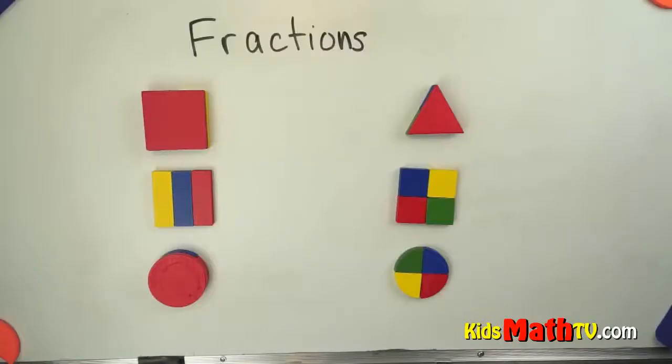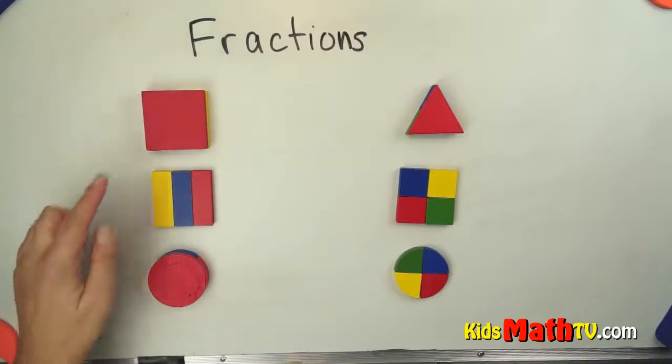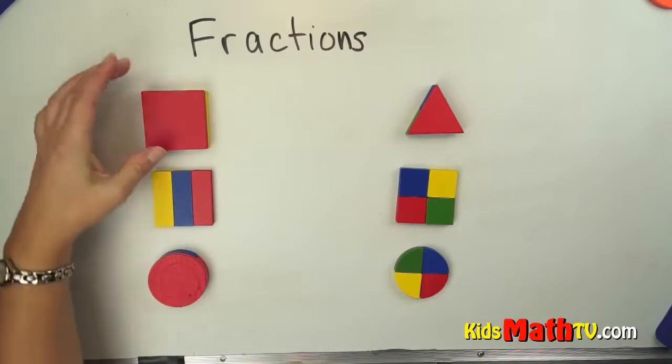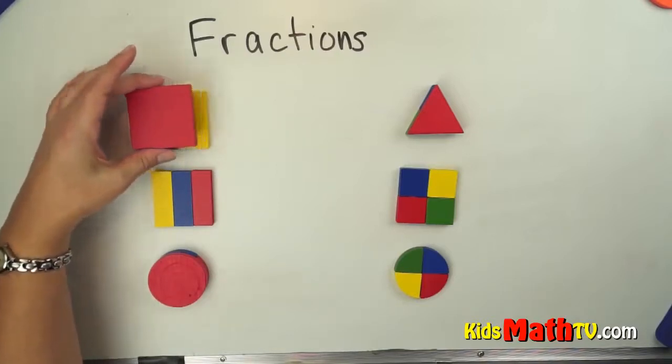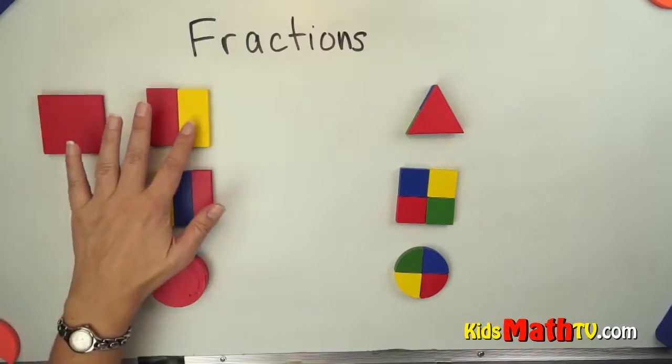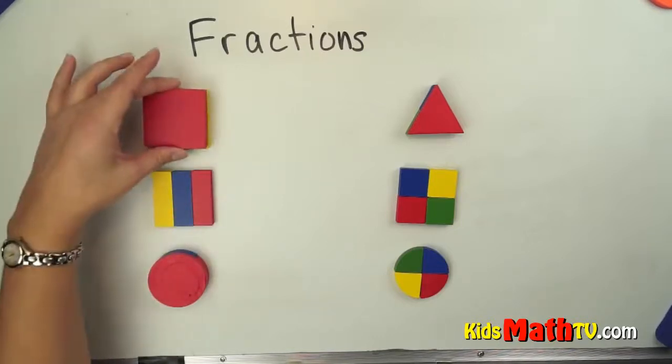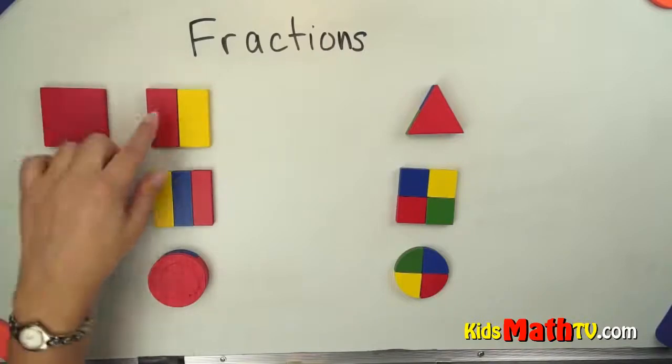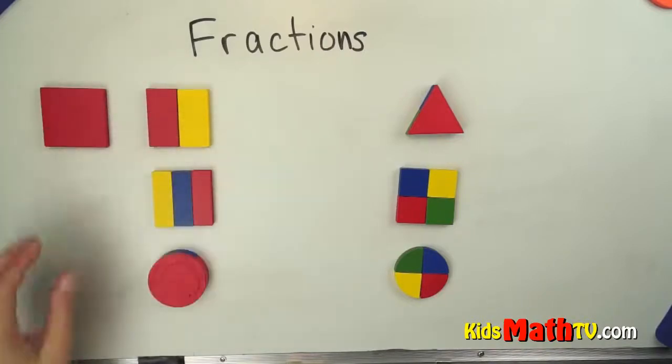In this lesson, you will learn some basic information about fractions. Fractions in this case are part of a whole. If we have this whole square, we can split that whole square up into equal parts. In this case, we have two equal parts. It's the same square, same size, same shape, but it's into two parts.